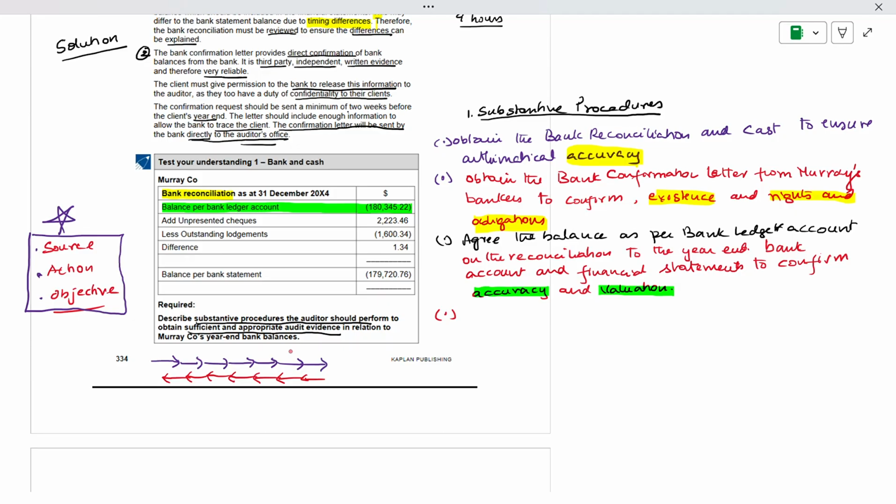Now, we have said agree the bank ledger account. We are agreeing the bank ledger account with the financial statements. Now anything else we can add? Tell me, what are the things you can add?